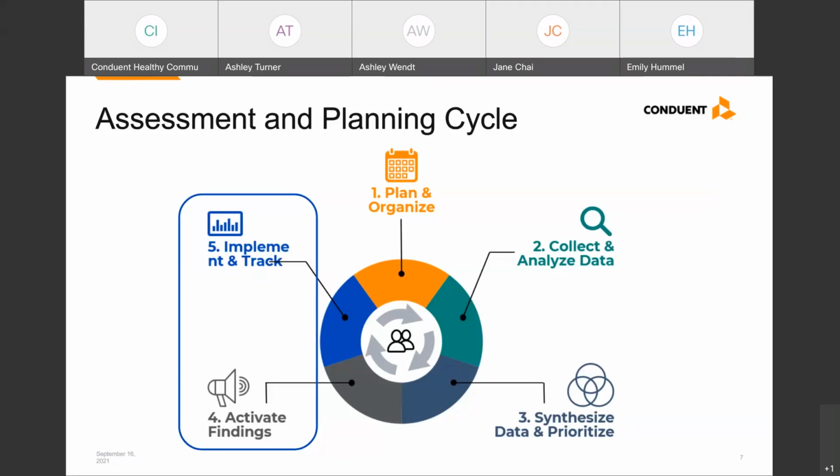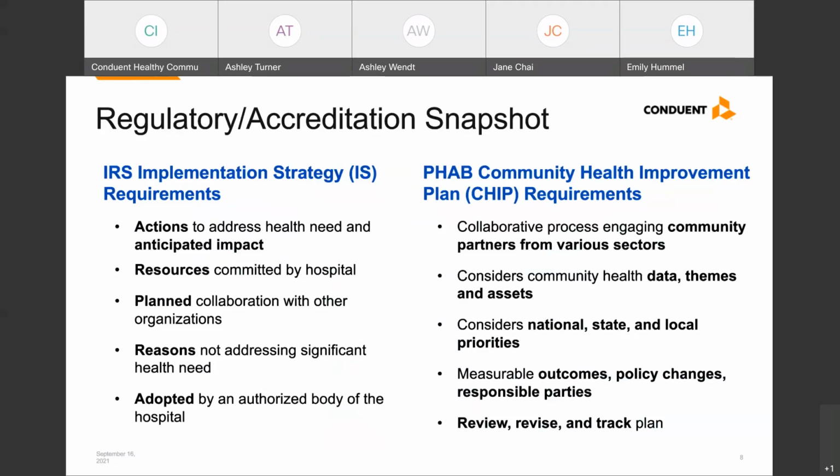Madra, I know you've had a lot of experience helping clients work through this whole process. Can you talk about some things to keep in mind as they bridge their work from assessment to implementation and evaluation? Absolutely. Thank you so much, Jane.